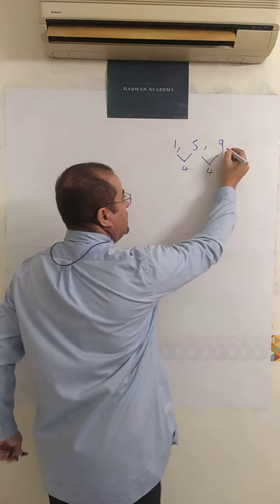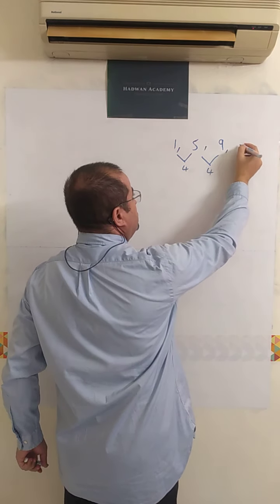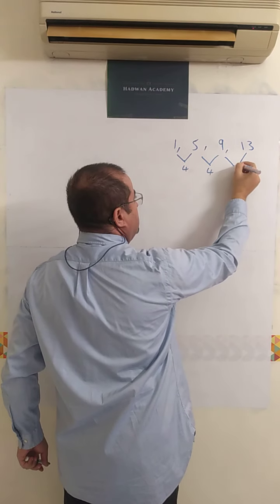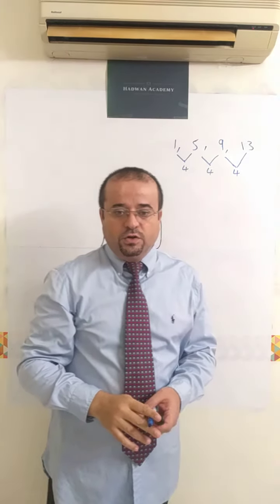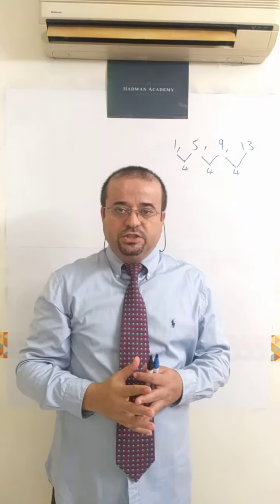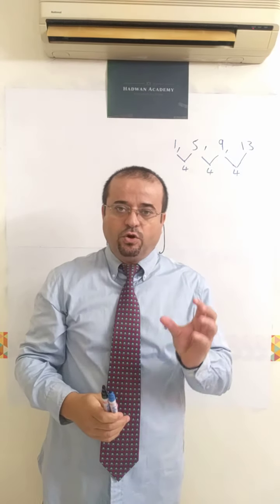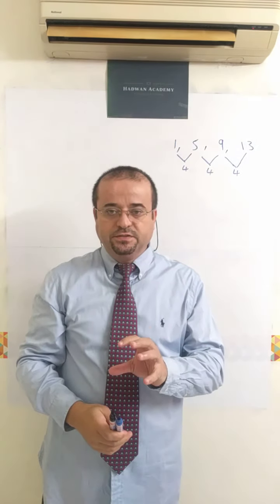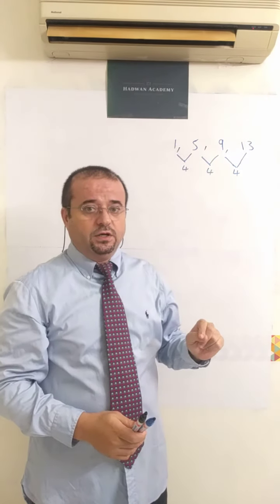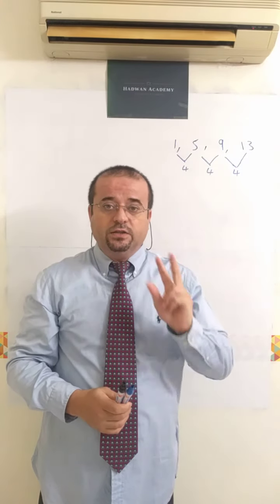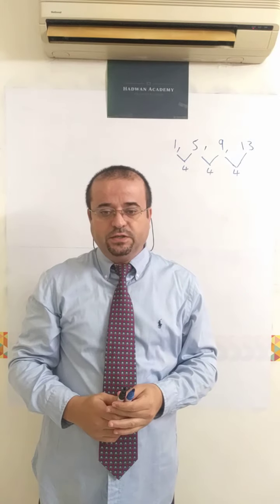If I ask you what is the next term of this sequence, you tell me 13, because 13 minus 9 gives us 4. So we know now the definition of the sequence: again, a set of numbers arranged in particular order. So this is the sequence, and we have, as I said earlier, three types of sequences.